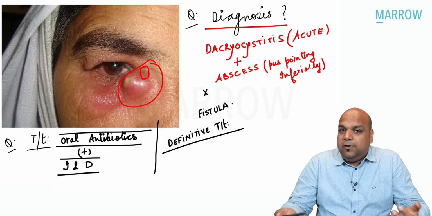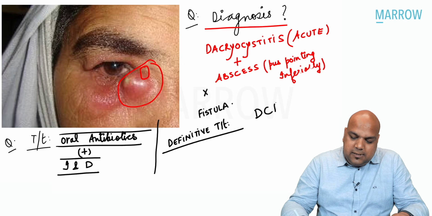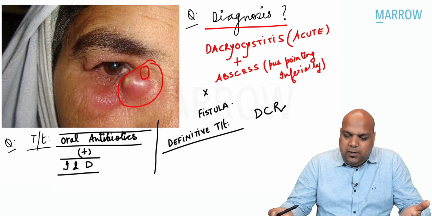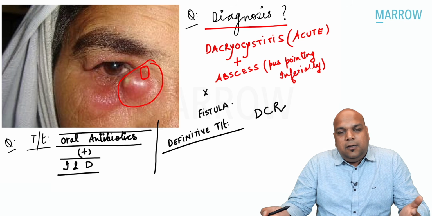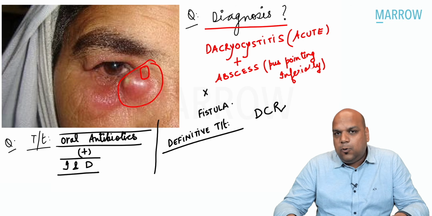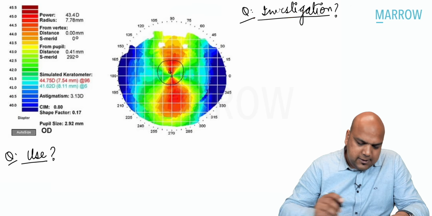That is why we need a definitive treatment. So the definitive treatment is DCR. Through DCR, we are able to create an opening between the eye and the nose, in short, and thus we are able to let the tears drain. Am I clear about this? Yes. Dacryocystorhinostomy. Now, moving on to the next image.